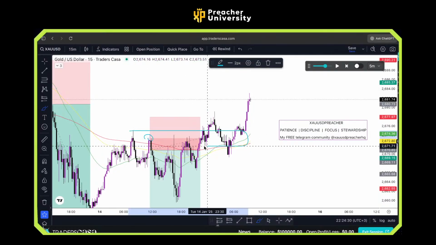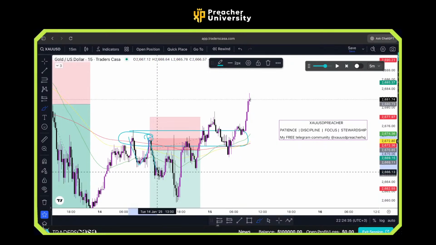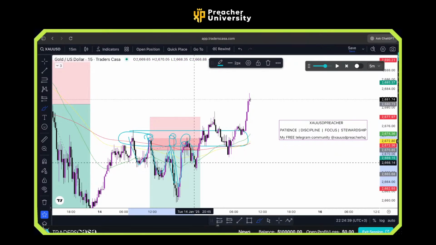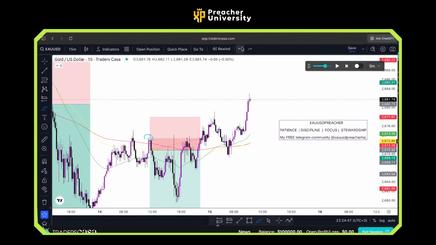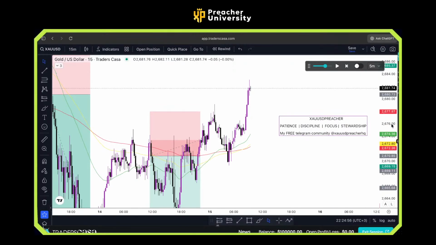We can see we had a resistance there. The market tapped in, moved down, tapped in, moved down, tapped in, moved down, broke out, retested, moved up. What does this show you? A shift in market structure. The market is bullish. Very simple.